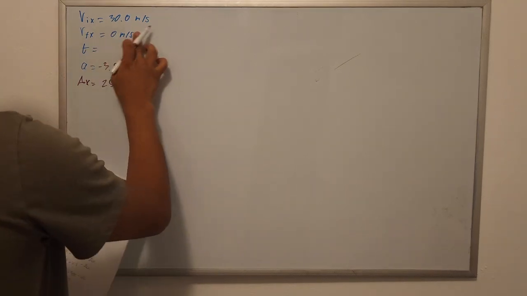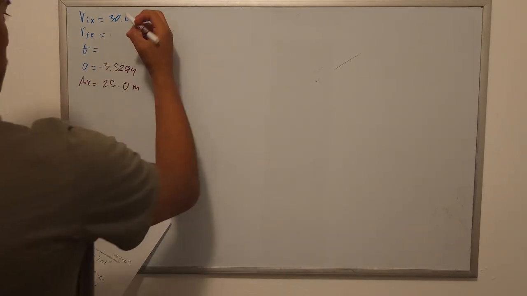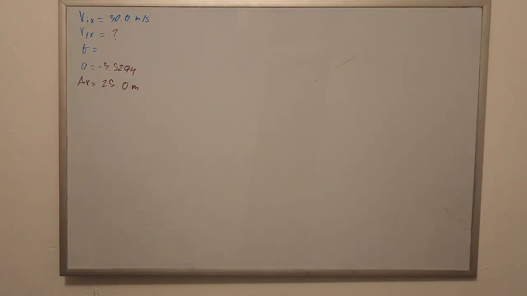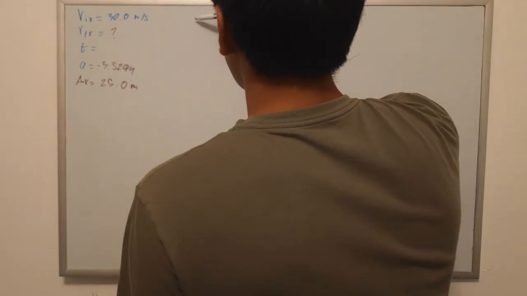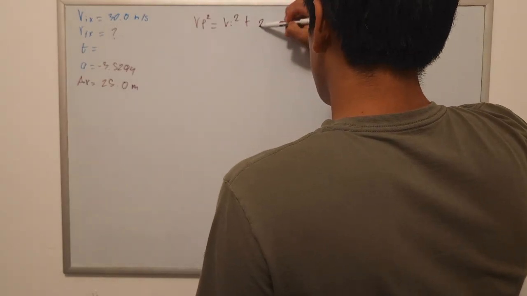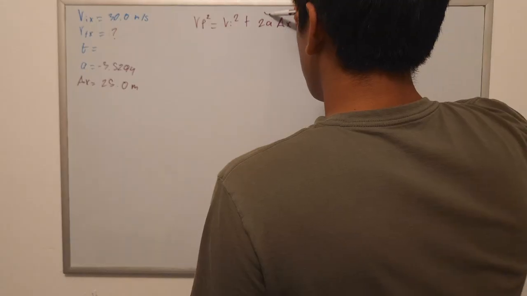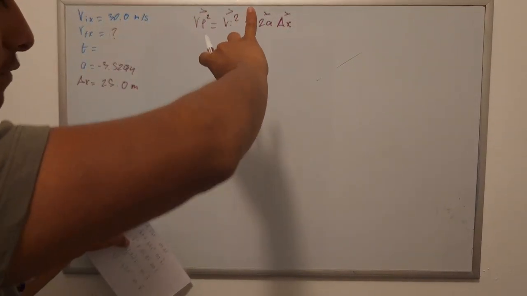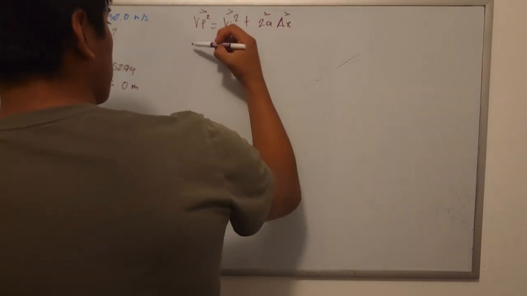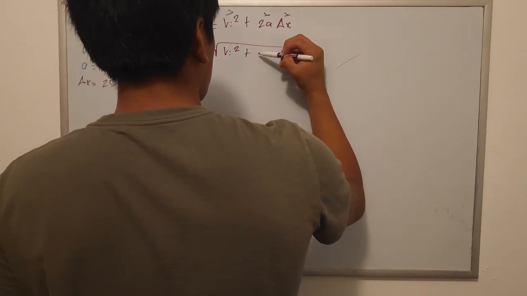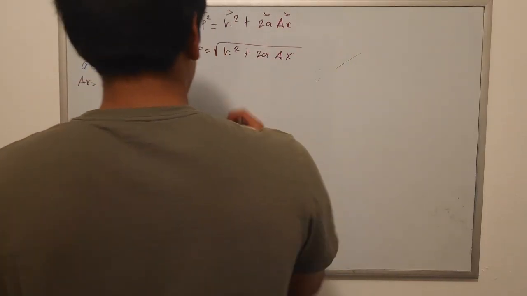So now what we're looking for is the speed of the object, so we're looking for final velocity. Final velocity is not going to be 0. Looking at our equations, the easiest one that we're going to be able to use is this one: velocity final squared equals velocity initial squared plus 2a delta x. I'm going to rearrange it so that it gets simpler. So it's v final equals the square root of vi squared plus 2a delta x.